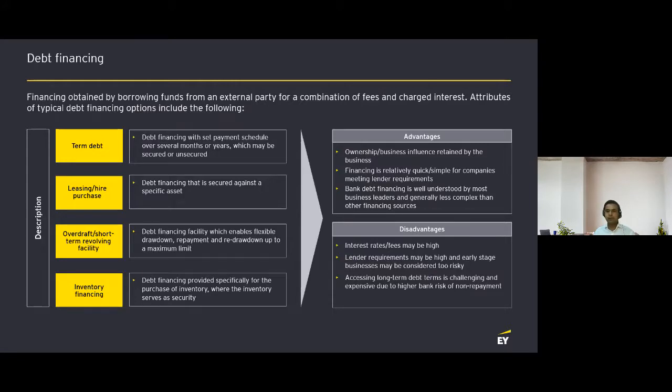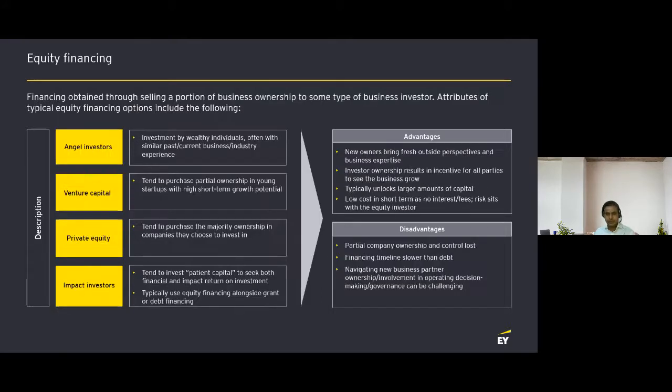Or there are some recent innovations. I wouldn't say recent, because they are at least a decade old, like factoring, inventory financing, all these things. And there are numerous avenues for you to utilize these sources, but you have to match your liabilities with the assets. And I'll come to that in the third section.